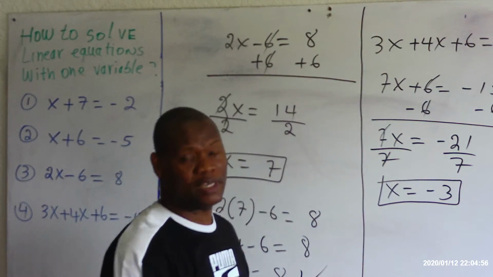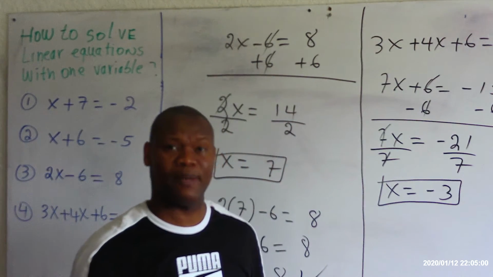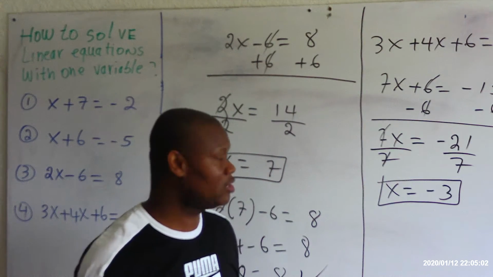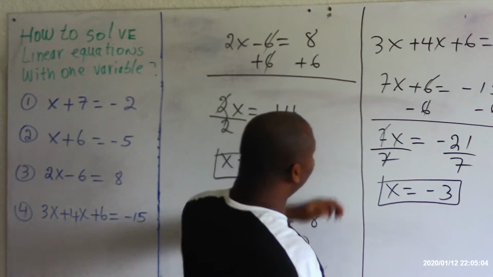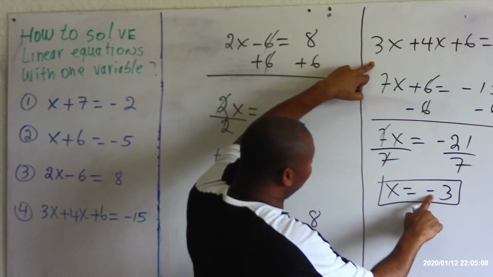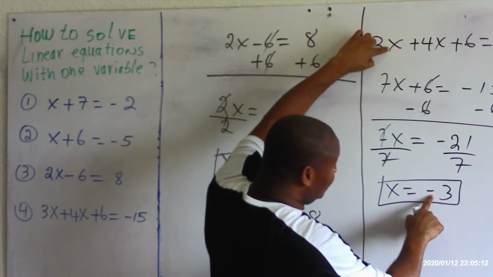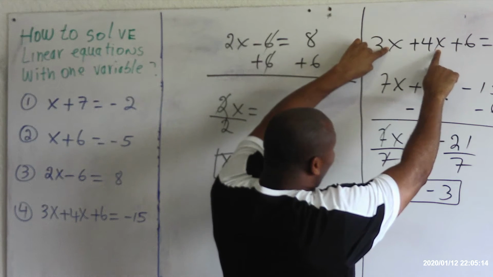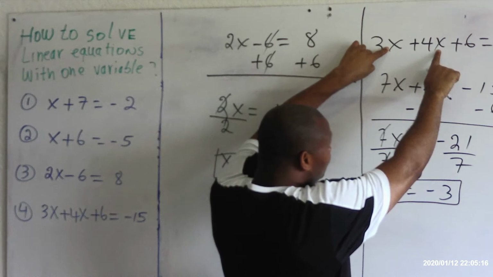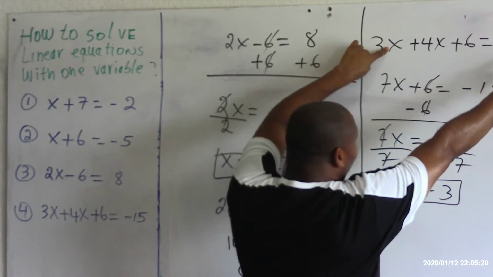So, it's time to verify the answer. When we solve an equation, the important part is to verify it. Okay, let's verify it. We're going to replace x by negative 3. This x also replaced by negative 3. Then the left side must be equal to the right side.